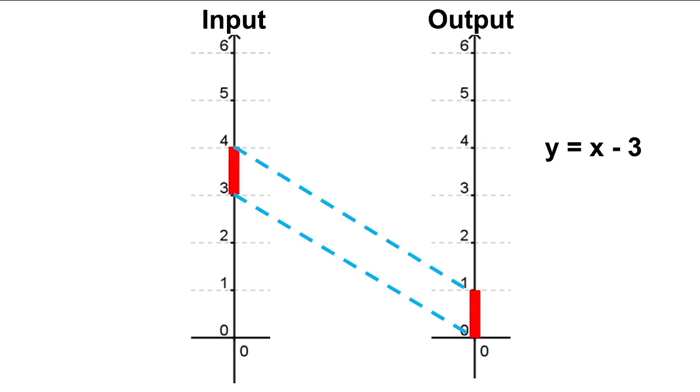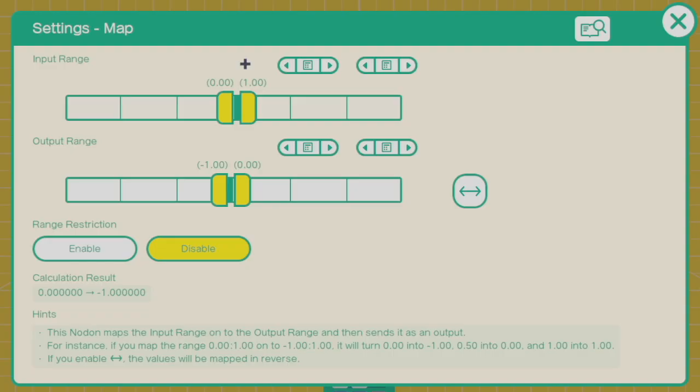Doing this in reverse, if I map 3 to 4 to 0 to 1, then 3 maps to 0, 4 maps to 1, and this map just subtracts 3. Now we know how to make the map do a very basic addition, subtraction, multiplication, or division by one specific number, all in one nodon.